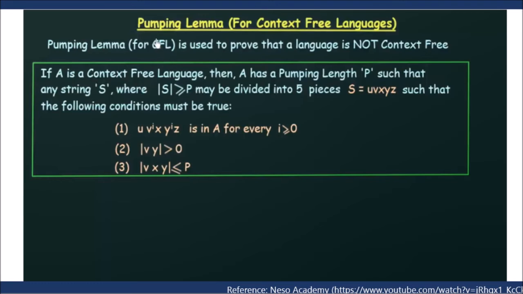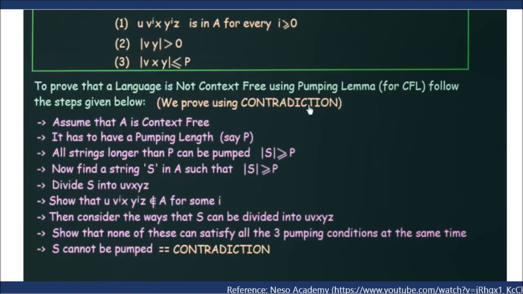So we are going to prove that a language is not context-free using this pumping lemma. These are the conditions that we know, and let's see how we can prove it. In order to prove that a language is not context-free using the pumping lemma for context-free languages, we have to follow the steps given below. Just as we did in the case of the pumping lemma for regular languages, even in this case we will prove it using contradiction.